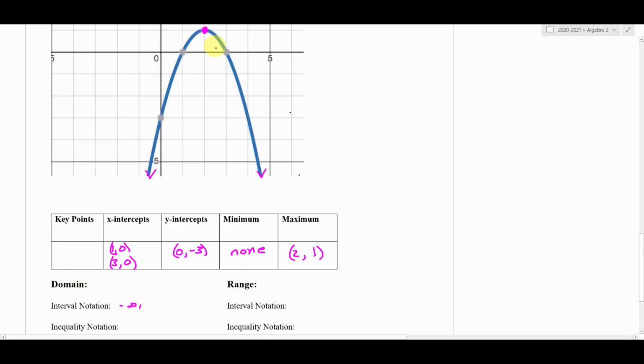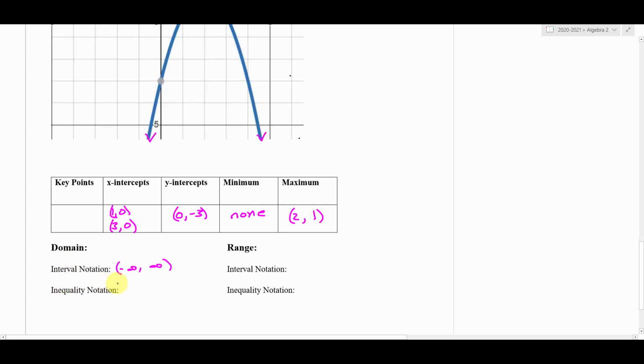If I look at the right side of my parabola, if I try and go as far to the right as I possibly can, this parabola goes down and to the right forever and ever and ever. So the right bound is going to be positive infinity. So our parabola goes from negative infinity to positive infinity, and since I can't get to either of those numbers, I'm going to put a curved bracket on both of those.